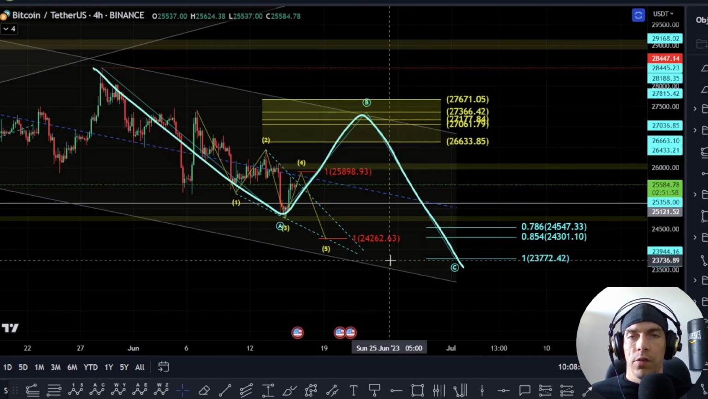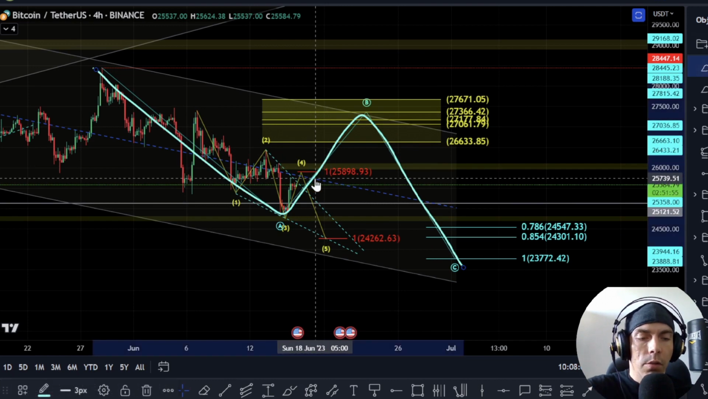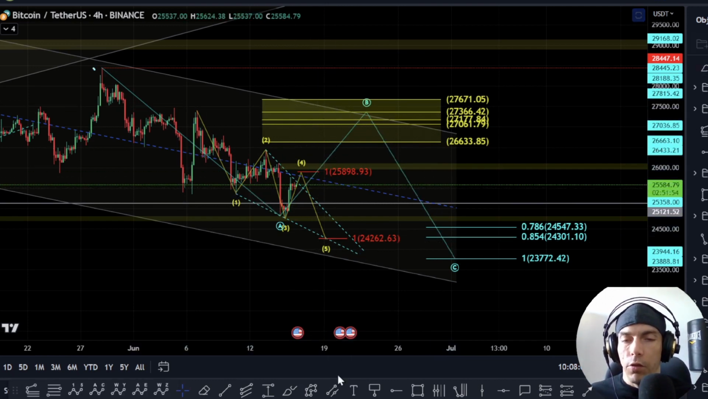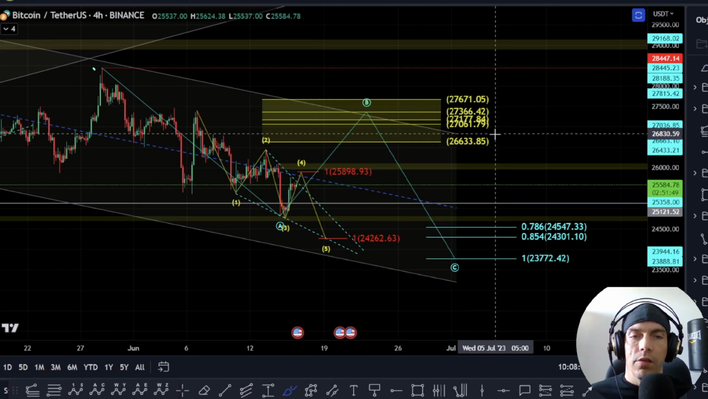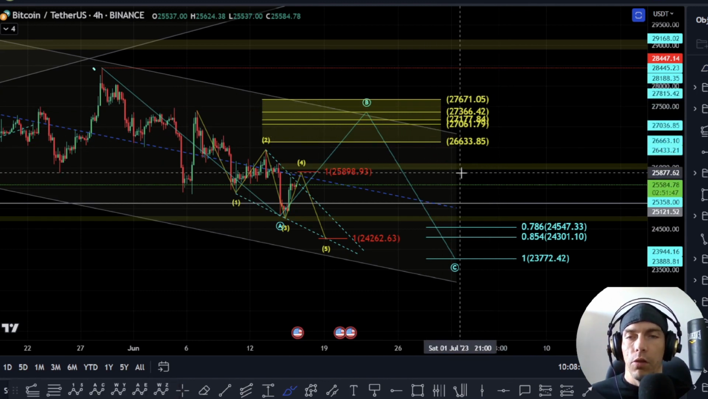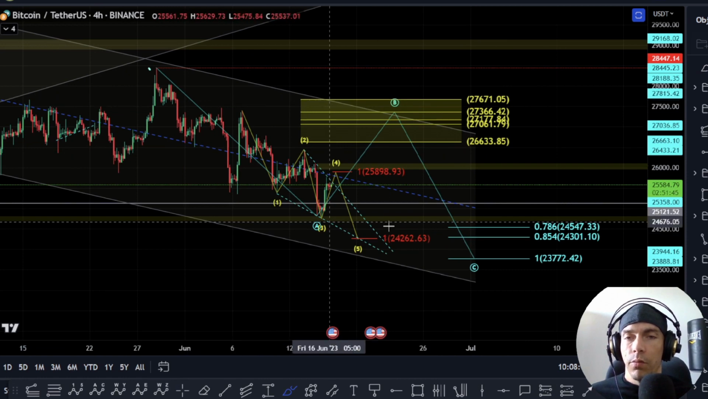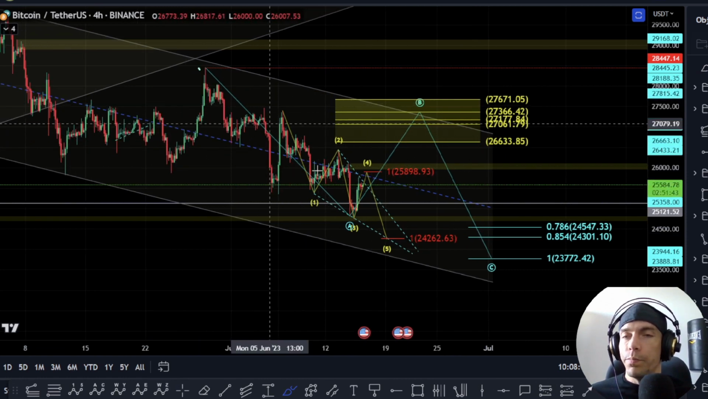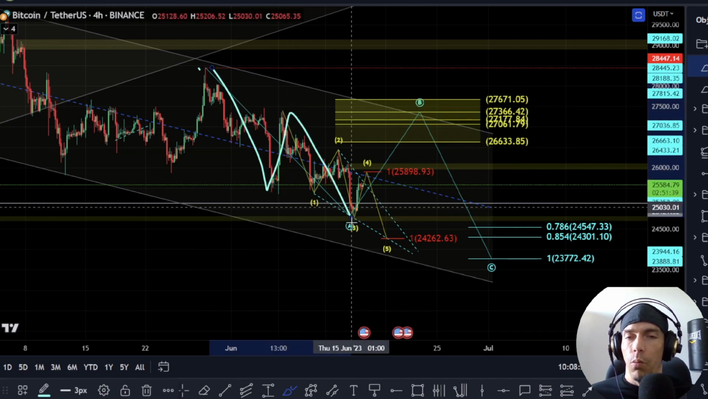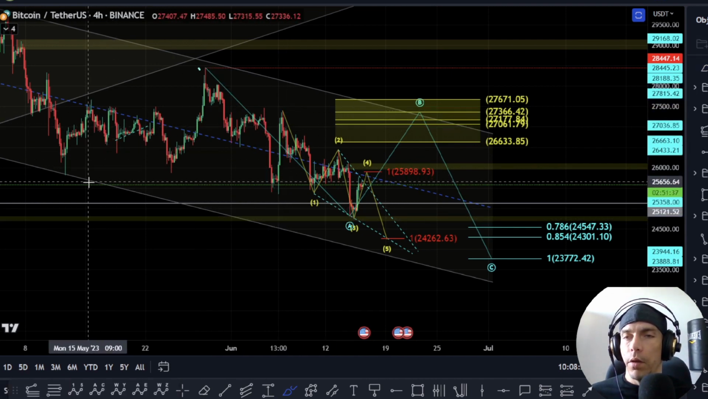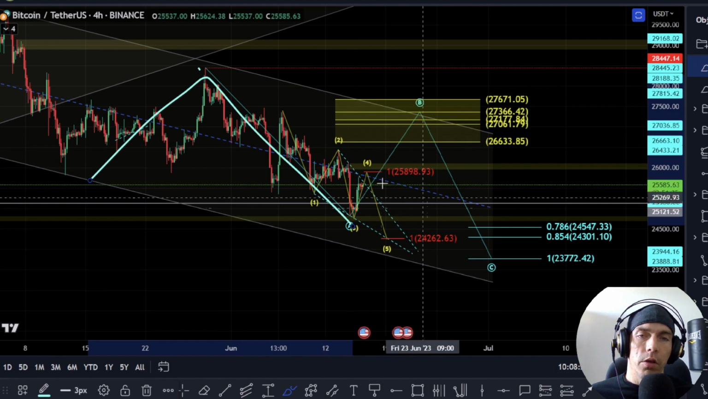Now, if this was the case, what I would be keeping an eye on here would be looking to come back into the top of this channel area, and our possible rejection would be between this 27,671 to this 26,333. Now, there are a couple of ways of reading this. Like I said previously, it could also be that this is just W, X, and Y here. And then what we have is this is a B wave. So we're going to go over that next.